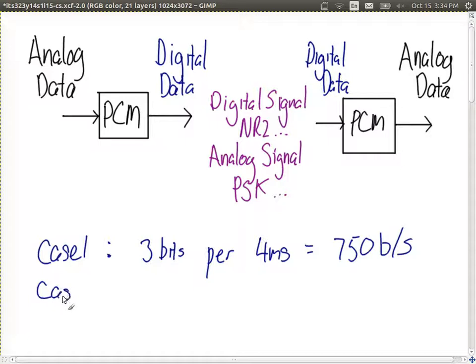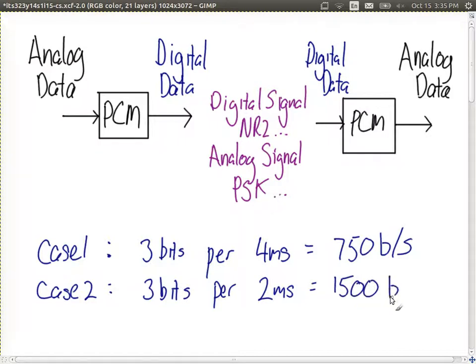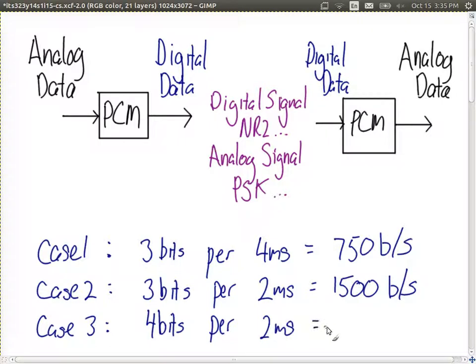Case two, we had 8 levels, so it was still 3 bits, but we changed the sampling interval to 2 milliseconds. That is, we have twice as many samples. With twice as many samples, we'll have twice as many bits per second: 1,500 bits per second. With case three, we had 16 levels, therefore 4 bits per 2 milliseconds, which is the same as 2,000 bits per second. In 1 second, there will be 500 samples, one sample every 2 milliseconds. 4 bits per sample is 2,000 bits per second.